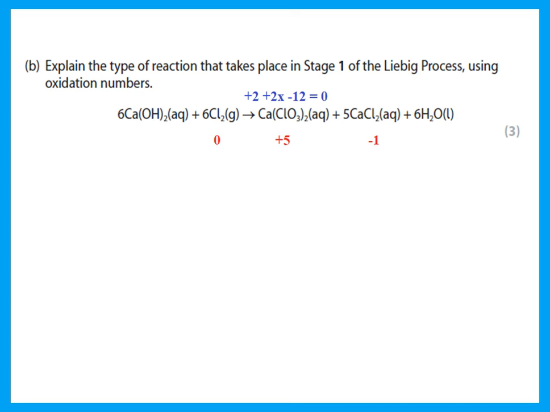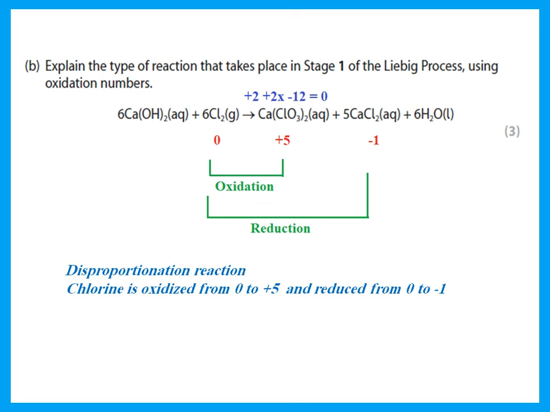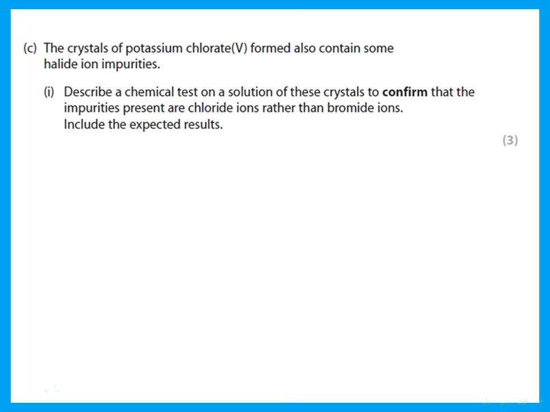Now, what has happened to the numbers? The chlorine has changed from 0 to +5, and that is oxidation. It has also changed from 0 to -1, and that is reduction. So this is called a disproportionation reaction, and you have to explain to him why you are saying it's a disproportionation reaction. Because the same element, which is chlorine, has been both oxidized and reduced in the same reaction.